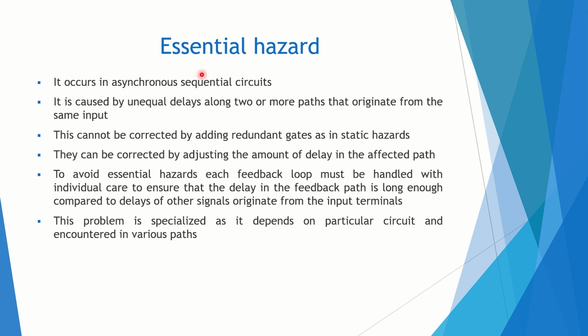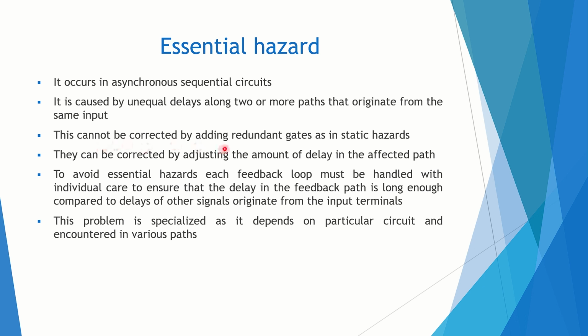So next one is essential hazard. I'm not going into it deeply because it is a more advanced topic and it differs for different circuits, and the conditions differ for many combinations. It occurs in asynchronous sequential circuits. It is caused by unequal delay along two or more paths that originate from the same input. Suppose there is a single input and there are unequal delays along two or more paths, then there will be an essential hazard. That is, it goes to a wrong stable state because of these unequal delays.